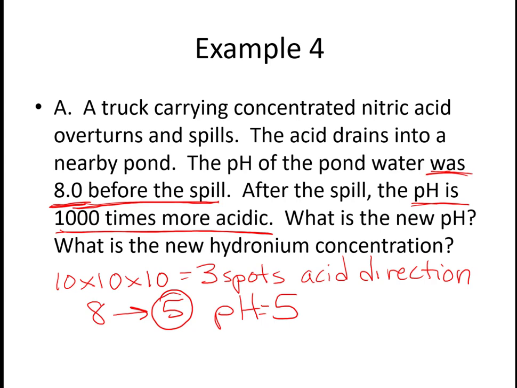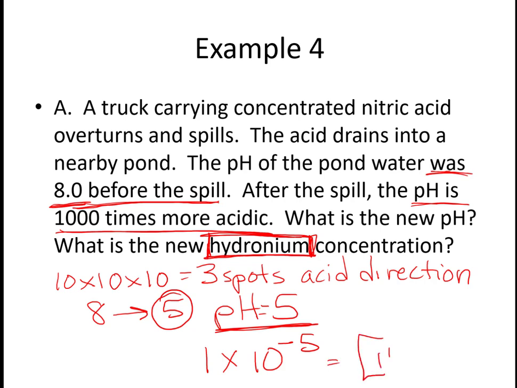What would the new hydronium concentration be? Now don't get confused here. Hydronium is another way to refer to that hydrogen ion, and we're going to talk about that more in a little bit. But that's really asking what's the new hydrogen ion concentration. Well, if our pH is 5, that means that our hydrogen ion concentration is 1 times 10 to the negative 5.